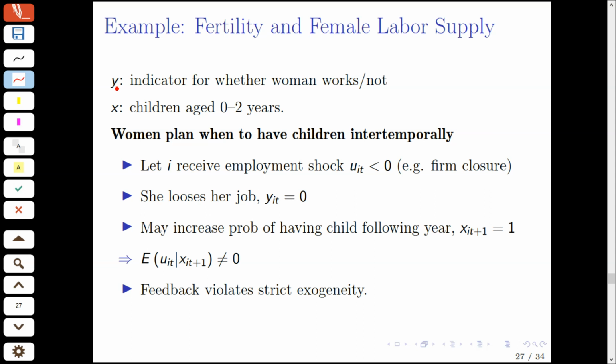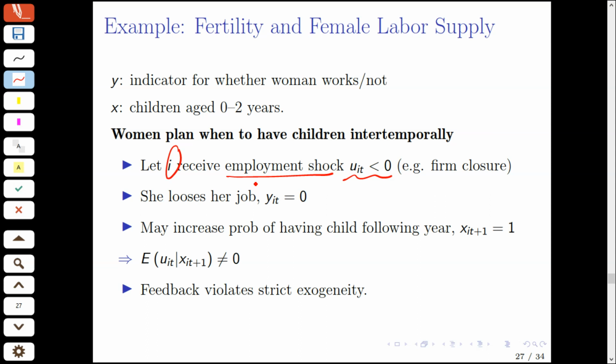Now let i denote a woman who in some period t receives an employment shock, as captured by this unobservable u_it being negative. Think strongly negative. This may be the case if the firm in which the woman works suddenly closes. Now, in the case of a firm closure, woman i in period t loses her job, which we may write as y_it being 0, as the woman goes from working to not working.